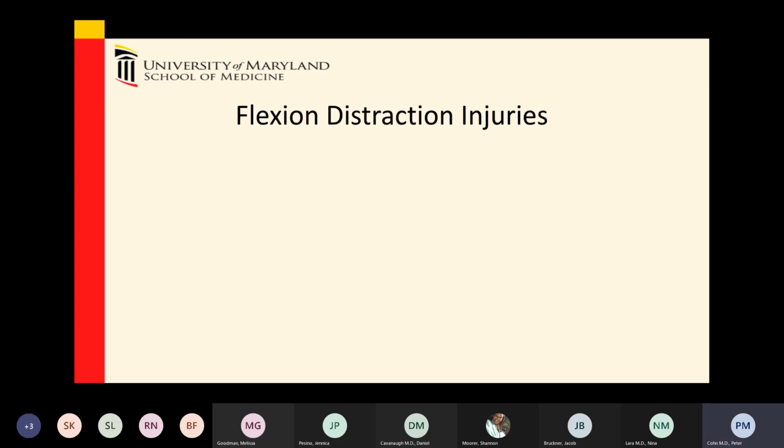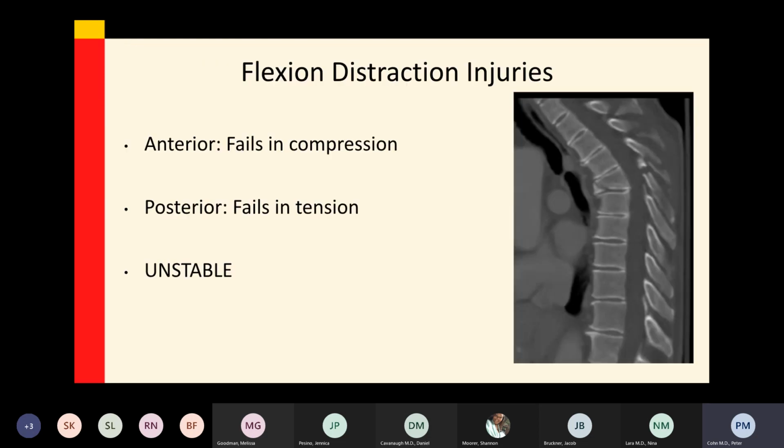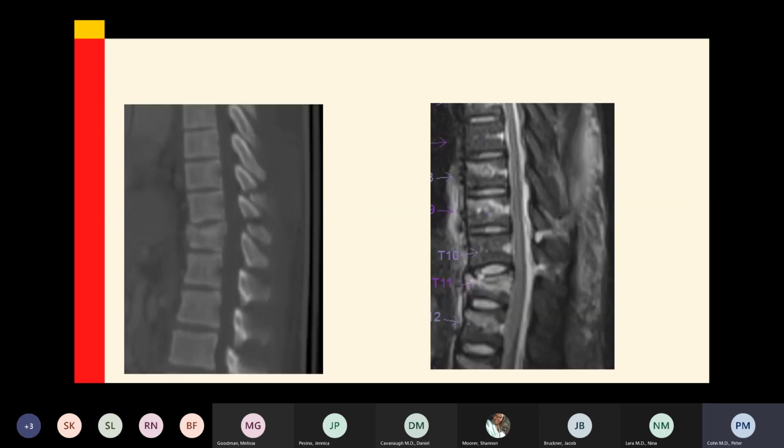So we'll move away from burst fractures and get into the more severe injuries, and we'll kind of breeze through these because the treatment management is relatively straightforward. So flexion distraction injuries are injuries where you have an anterior column that fails in compression and a posterior column that fails in tension. And these are unstable injuries. So these are those B-type injuries where you have injuries to both columns, and these are almost universally considered unstable.